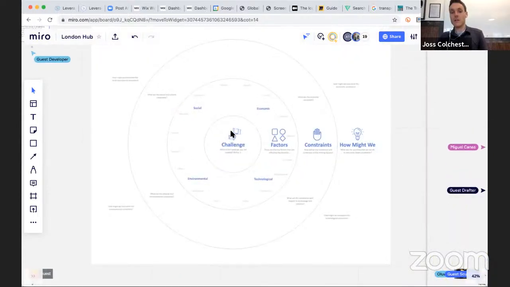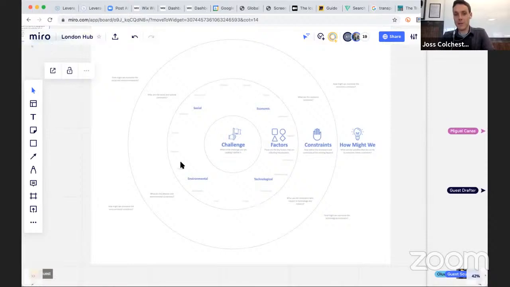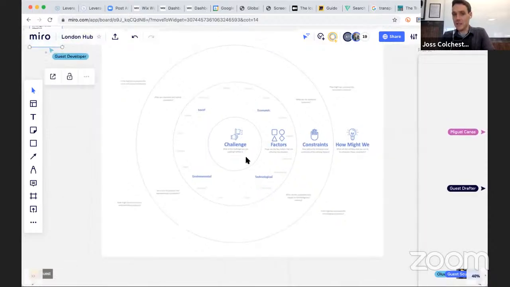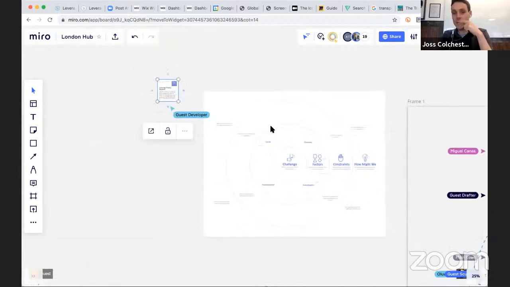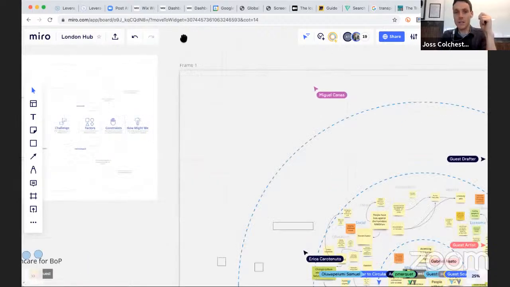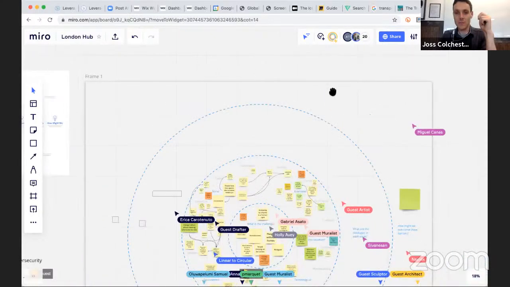We had a quick think about how to frame that challenge. We've been mapping out the factors and the actors affecting it: social, economic, environmental, technological, and so forth. After this, we'll go on to think about the constraints we have along those dimensions, and then how we may overcome them. But let's take a look at what we've got here.